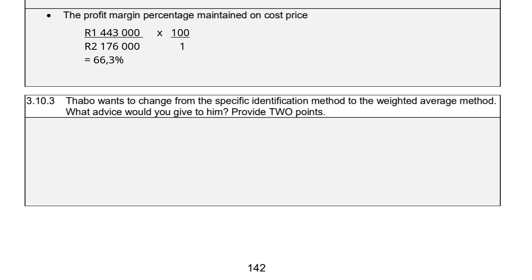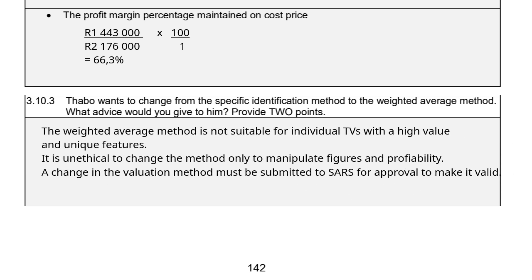3.10.3, Tabu wants to change from the specific identification method to the weighted average method. What advice would you give to him? Provide 2 points. The weighted average method is not suitable for individual TVs with a high value and unique features. It is unethical to change the method only to manipulate figures and profitability. A change in the valuation method must be submitted to SARS for approval to make it valid.